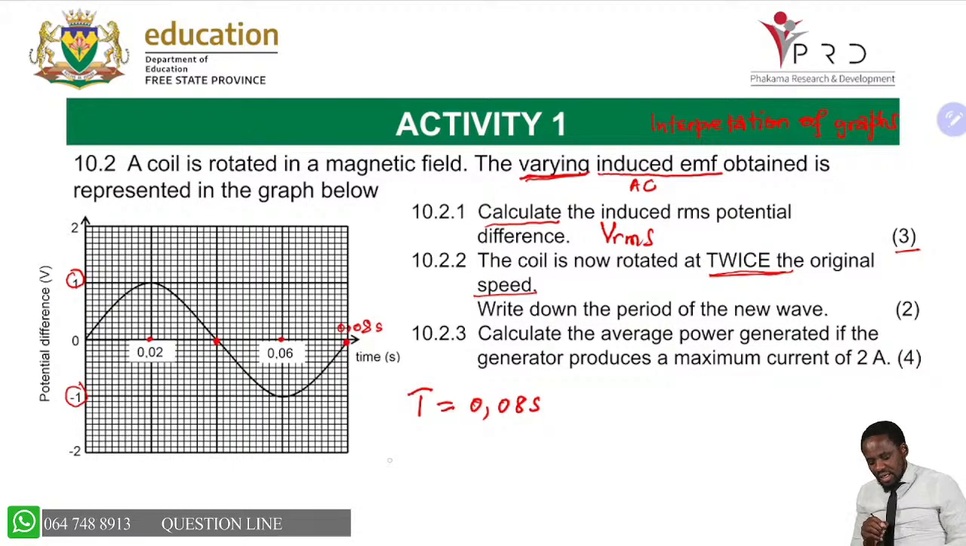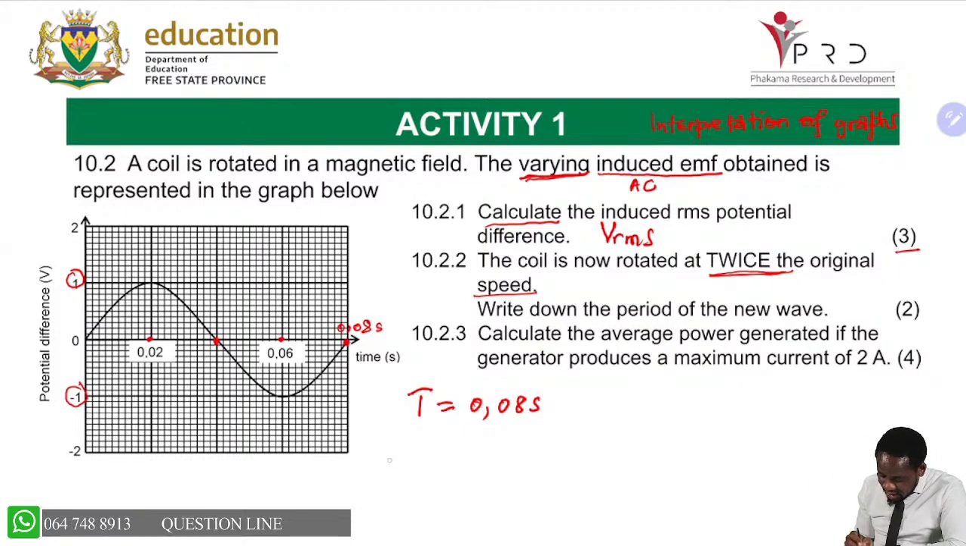What does this mean? It means it does 12.5 oscillations or cycles in 1 second. So this is like 12 hertz. 12.5 hertz is equal to 12.5 cycles per second. That's what it means. It's not us, but we're trying to put a meaning to what this is.